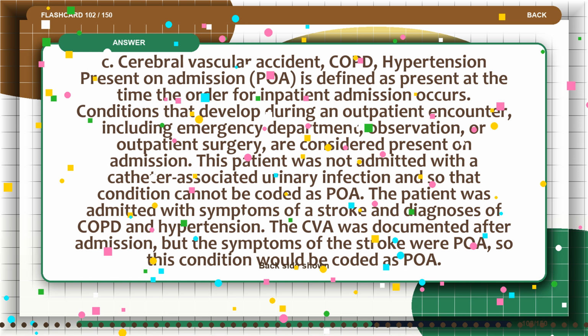POA is defined as present at the time the order for inpatient admission occurs. Conditions that develop during an outpatient encounter, including emergency department, observation, or outpatient surgery, are considered present on admission. This patient was not admitted with a catheter-associated urinary infection, and so that condition cannot be coded as POA. The patient was admitted with symptoms of a stroke and diagnosis of COPD and hypertension. The CVA was documented after admission, but the symptoms of the stroke were POA, so this condition would be coded as POA.